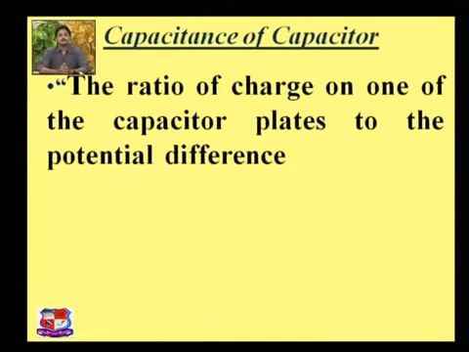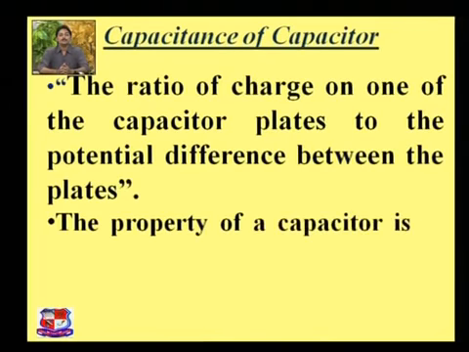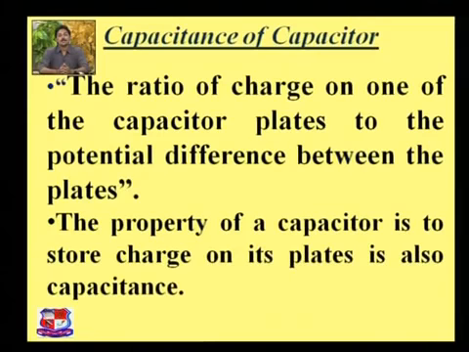So according to the equation C equals Q by V, we can define capacitance. The capacitance is the ratio of the charge on one of the two conducting plates of a capacitor to the potential difference, or the voltage, applied to those two conducting plates. The property of a capacitor to store electrical charge on its conducting plates is known as capacitance.